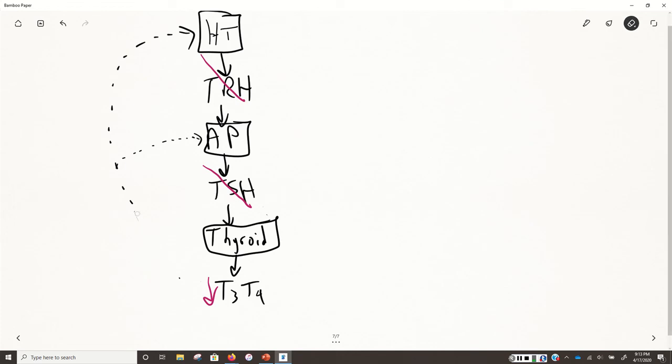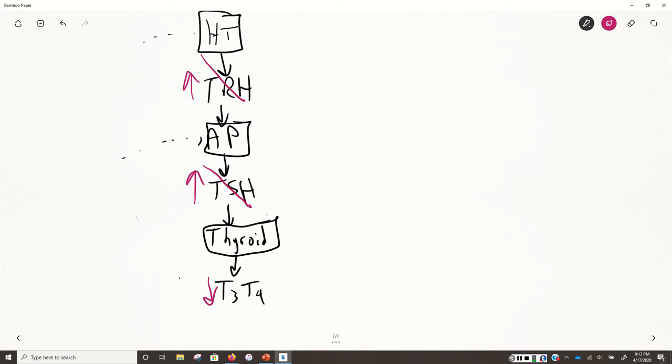We do not tell the earlier glands to stop making their hormones. So instead of going away, TRH levels rise, and that tells the anterior pituitary to make TSH, which rises, which tells the thyroid to make T3, T4.